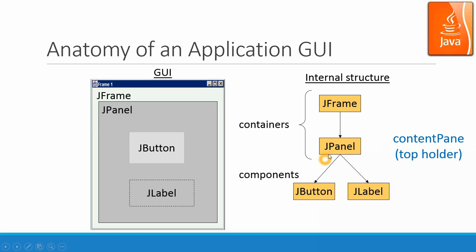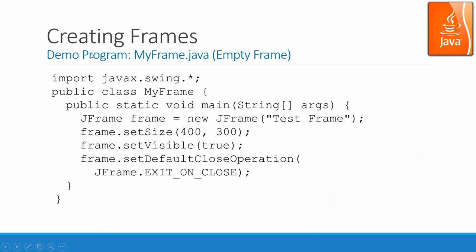And usually the JPanel is contained by the content pane within the JFrame. And for the components, we can have the JButton or JLabel or different other components. And these are contained by either the frame or the secondary container JPanel. Let's look at one demo program, MyFrame.java.